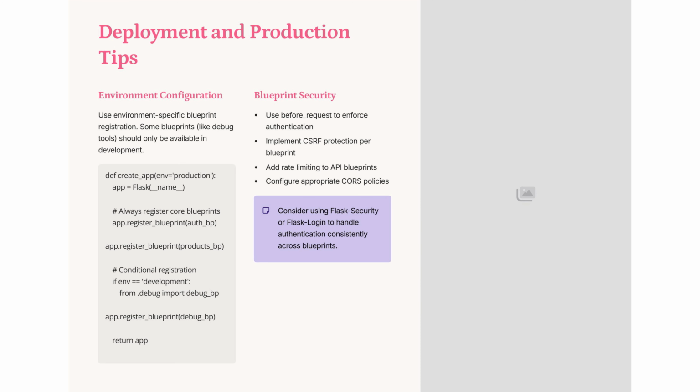In deployment, always register core blueprints like authentication and products. Use environment-specific registration for development-only blueprints, such as debug tools. Enhance security by enforcing authentication with before_request, implementing cross-site request forgery protection, and adding rate limiting to application programming interface blueprints. Configure cross-origin resource sharing policies and consider Flask-Security or Flask-Login for consistent authentication across blueprints.